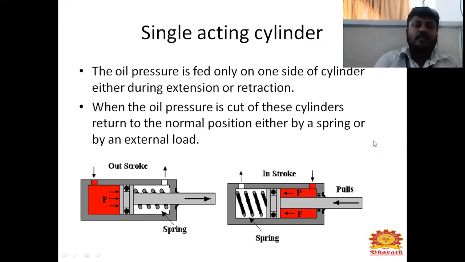When the fluid is coming to this position, your cylinder will be extended. If it is going to this position, your cylinder will be retracted to its original position. When the oil pressure is cut off, the cylinder returns to the normal position either by a spring or by an external load given for the cylinder to be retracted to its original position. That will be considered.